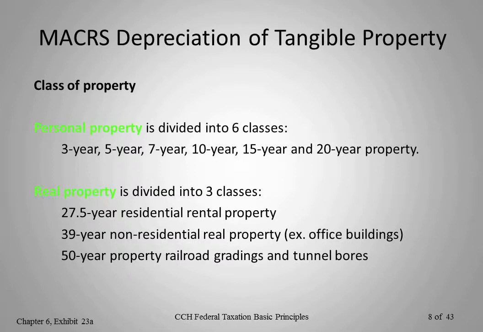Personal property has several lives. We will be focusing on 5-year, 7-year, and 15-year. Those are the 3 lives that you have tables for in your handout. Real property, the 27.5 is residential. That's apartments and rental homes. Everything else is 39 years, other than the stuff relating to railroads, which we're just not going to even discuss at all.